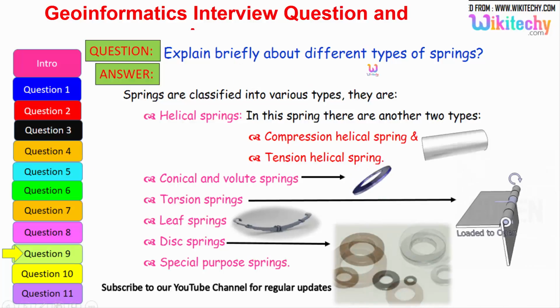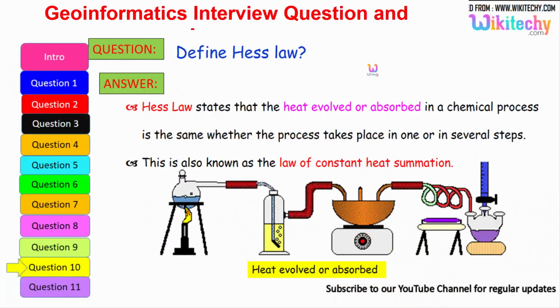Define Hess's law. This is one of the very important questions. Hess's law states that the heat evolved or absorbed in a chemical process is the same whether the process takes place in one step or in several steps. This is also known as the law of constant heat summation.